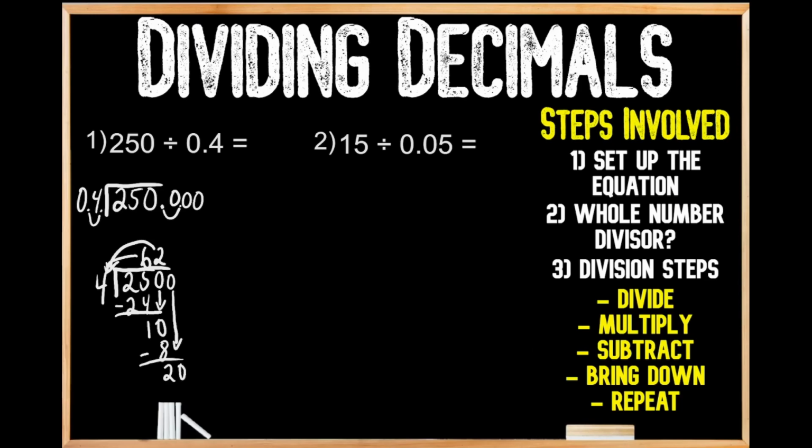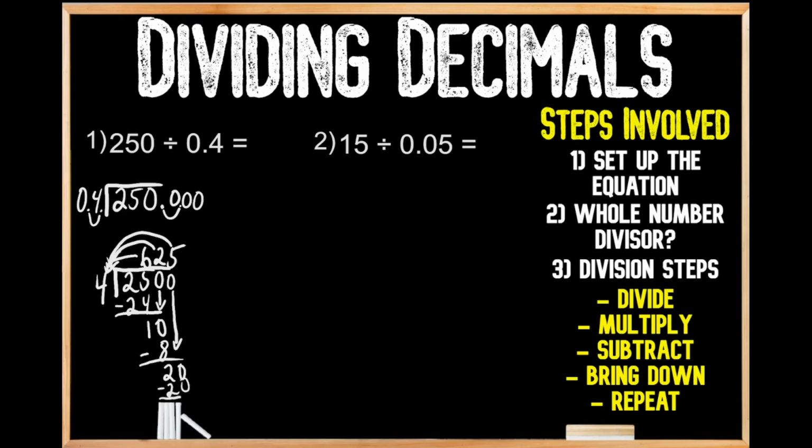So now that we're going to repeat this process, we're going to think, how many groups of 4 can I make out of 20? Well, I know that I can make 5 equal groups of 4 out of 20, so I'm going to write my 5 up top, and then I'm going to move to the next division step, which is to multiply. And when we multiply 5 times 4, we get 20.